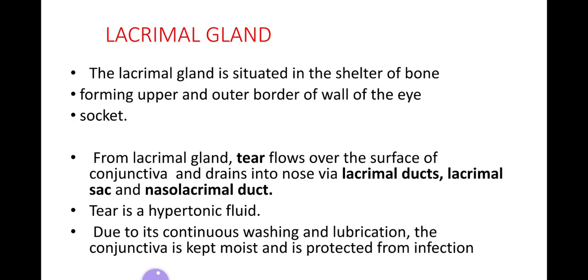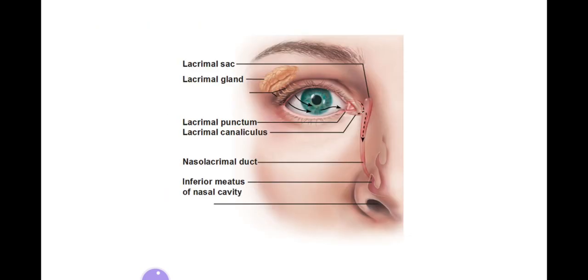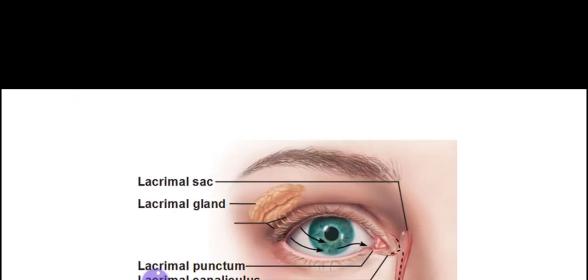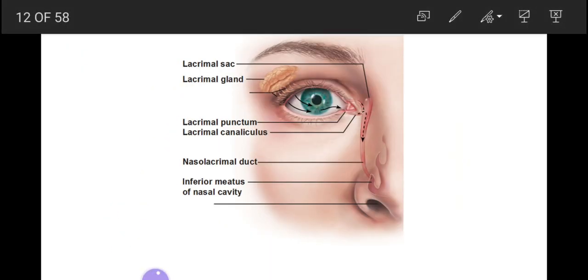Next, the lacrimal gland. Lacrimal gland is situated in the shelter of the bone, forming the upper and outer border of the eye socket. Here is shown the lacrimal gland that forms the outer wall of the eye. From here, the tears flow into the lacrimal sac, and then it is drained into the nose through the nasolacrimal duct.